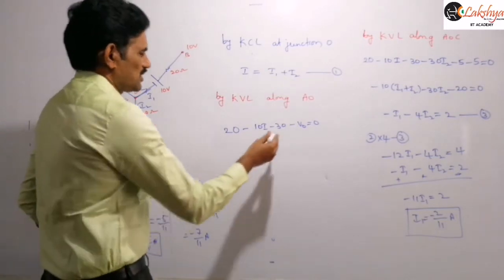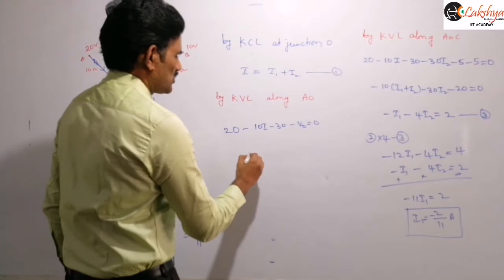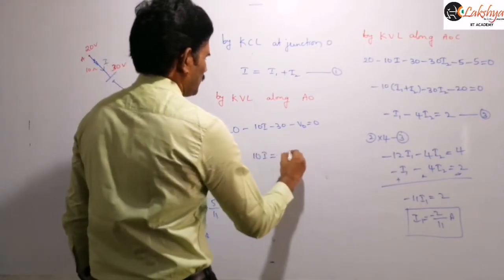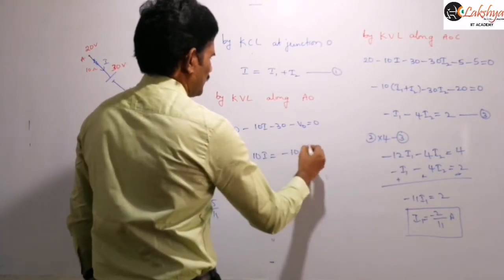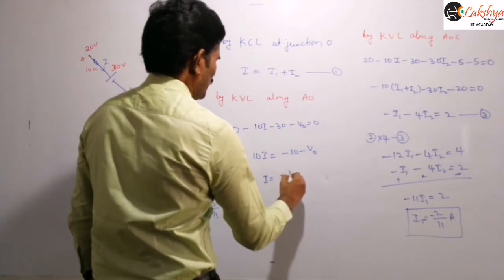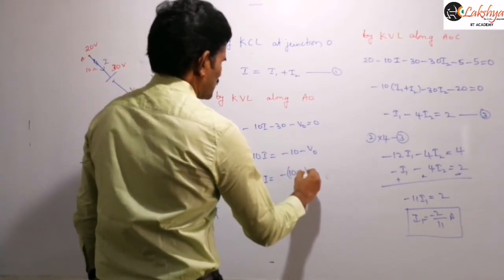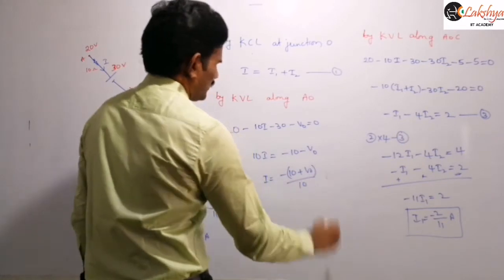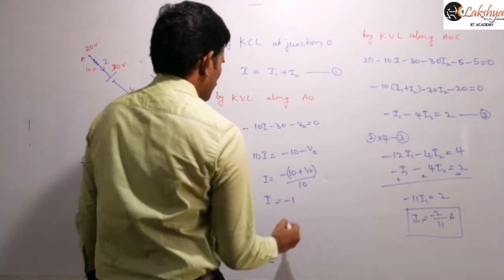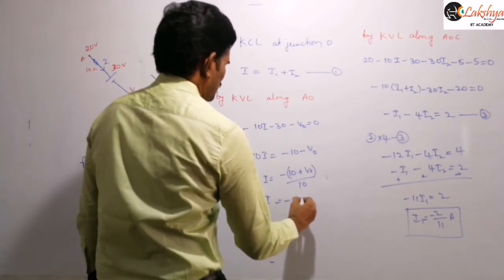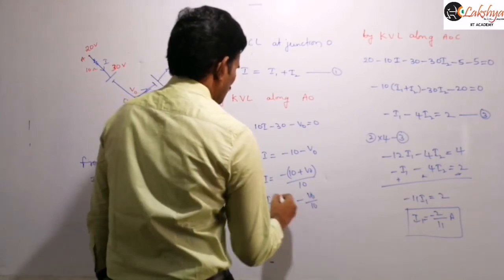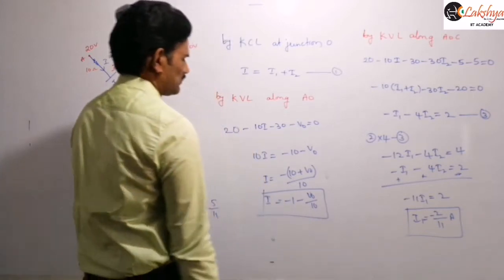Now from this equation I can write 10I is equal to minus 10 minus V naught. So I is equal to minus of 10 plus V naught by 10, right? Or you can further write this as minus 1 minus V naught by 10. So this is our I expression.